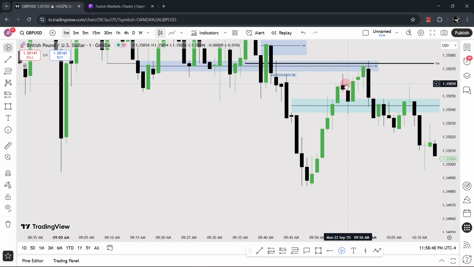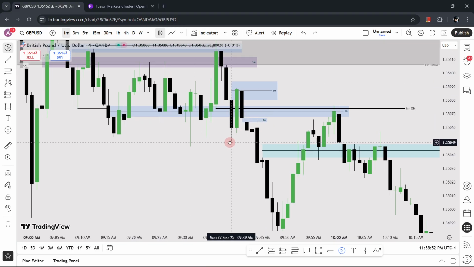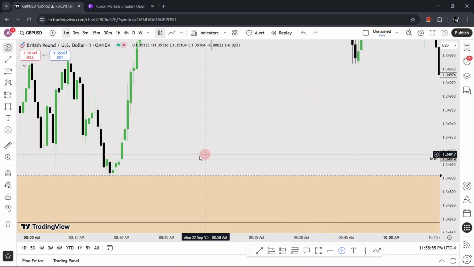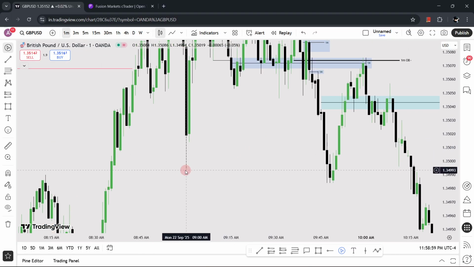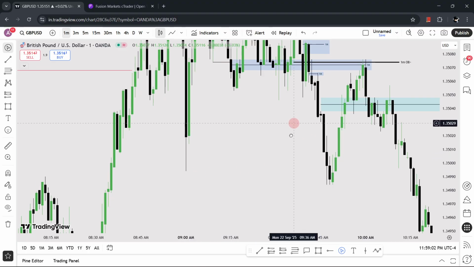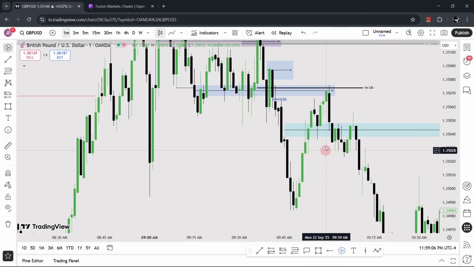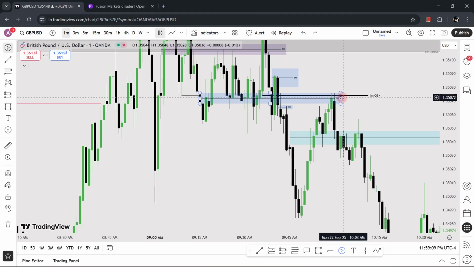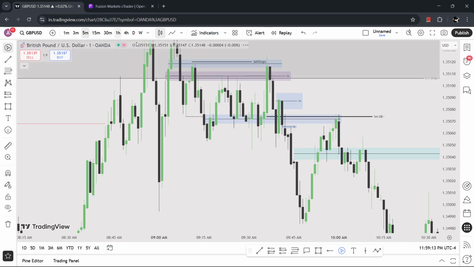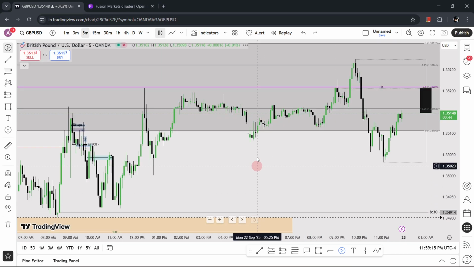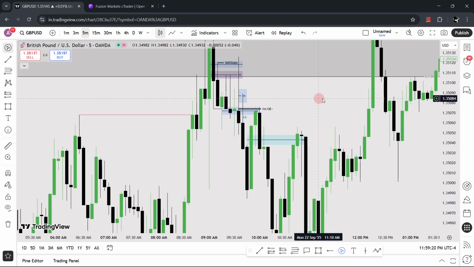I told you I entered from here and here, right? I was just holding the position to get up to here. When it took out this low, it started to come up higher. I was really feeling fear. There was one 5 minute fair value gap up here, which got inverted.